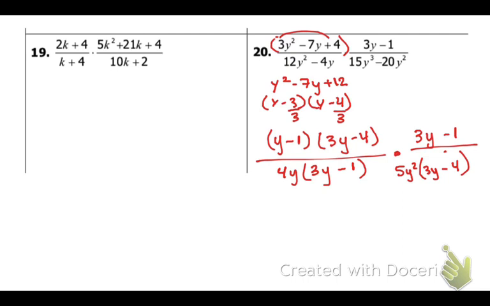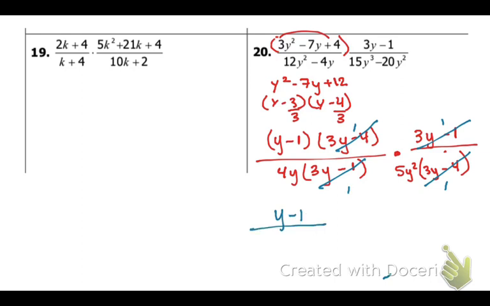So now I'm going to go ahead and see what can I cancel out. First of all, I can cancel out the 3y minus 4. I can cancel out the 3y minus 1. And I cannot cancel anything else out. Remember, these all turned into a 1. So you have y minus 1 times the 1s, which is just y minus 1.